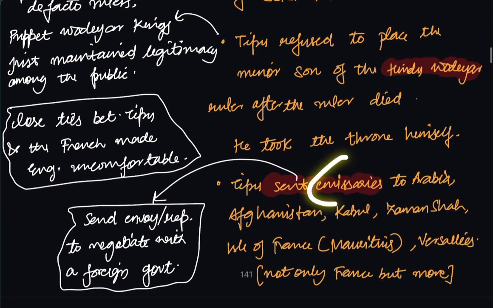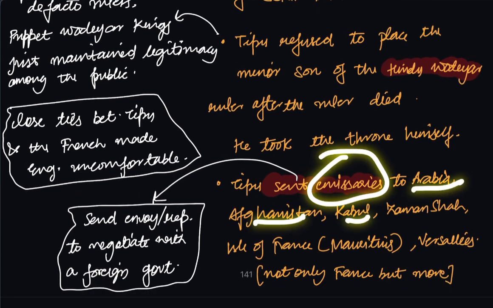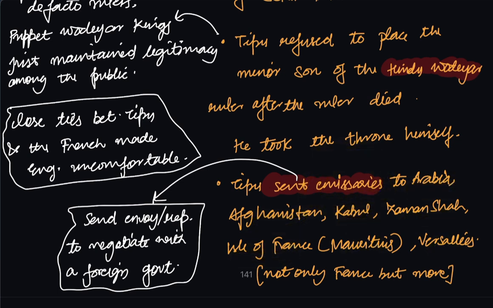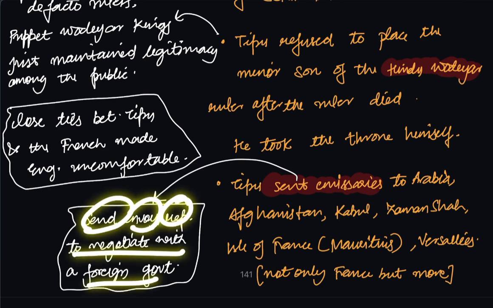Tipu also sent emissaries to Arabia, Afghanistan, Kabul, Zaman Shah, Isle of France, Mauritius, Versailles. Not only France, but he was also trying to manage diplomatic relations with other countries as well. Maybe he was trying to forge an Islamic alliance against the English. To send an emissary means to send an envoy or representative to negotiate with a foreign government.